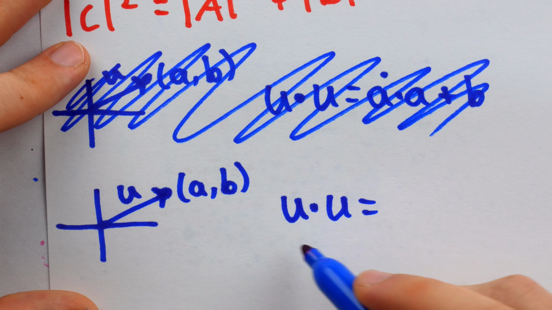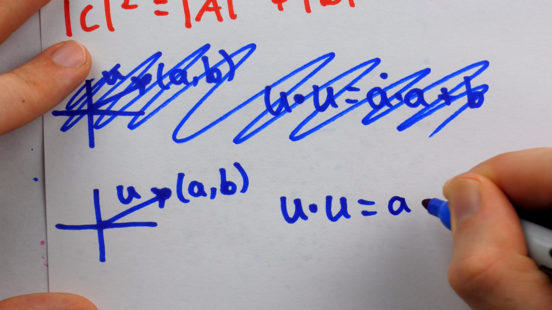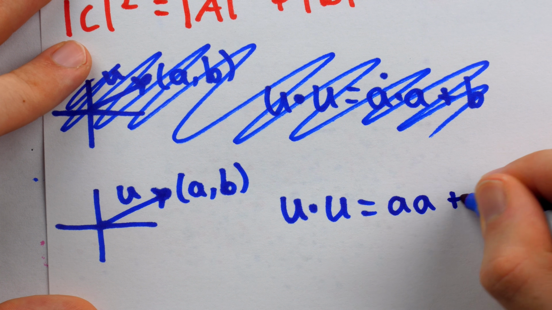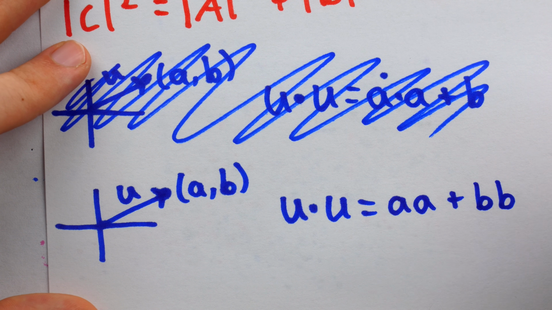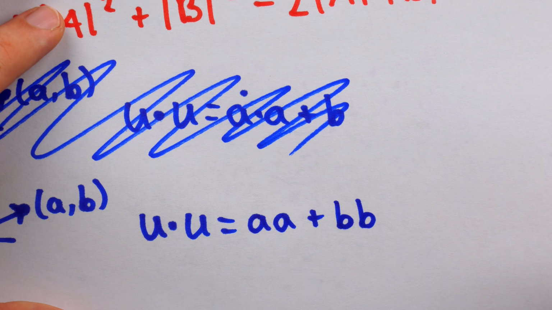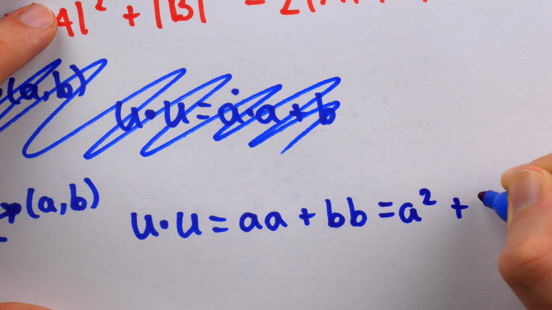In this case, since it's u dotted with itself, the first component a corresponds to itself, so first we would multiply a times a, and the second component b also corresponds to itself, so we would multiply b times b. Thus, the dot product of u with itself would be a squared plus b squared.